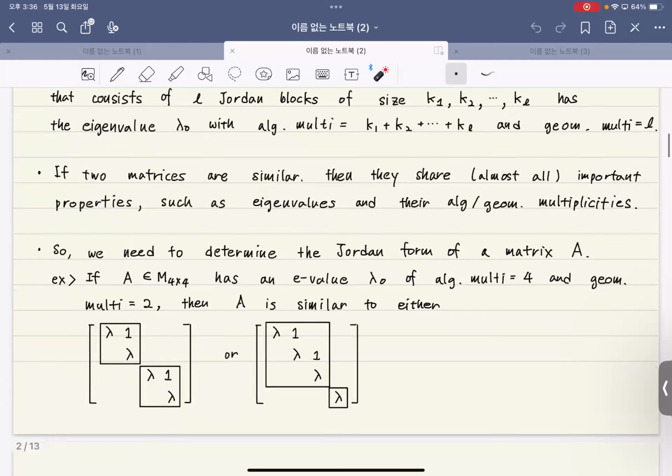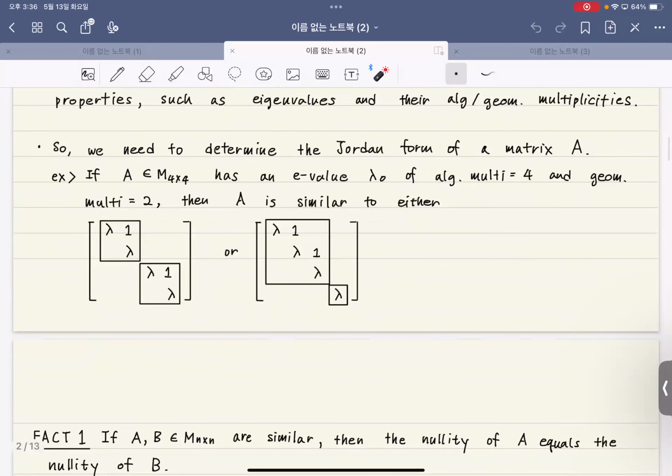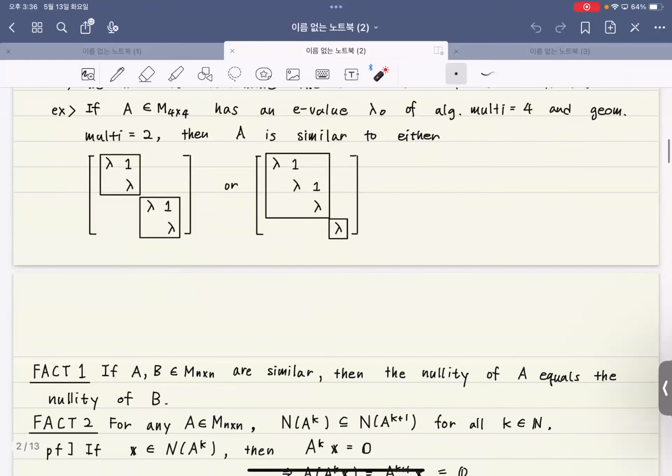Okay, so how do you determine the Jordan form of the matrix? That is going to be the very important question for today's lecture. So I will try to explain that.